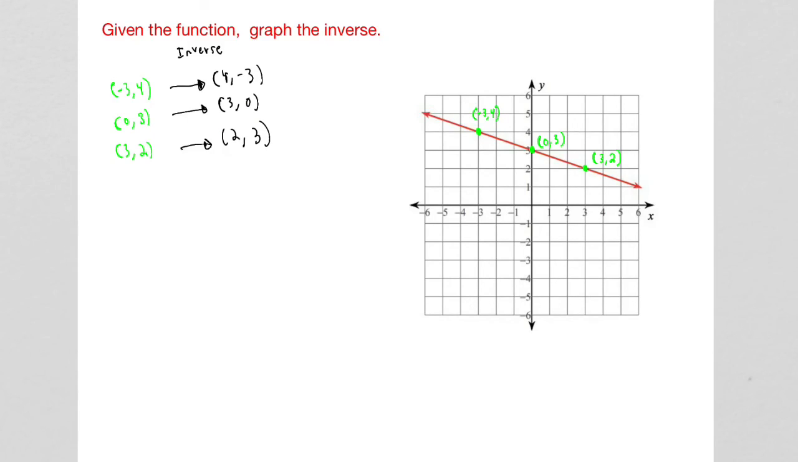I'm going to go ahead and graph these ones now, beginning with (4, -3), which lies right here. (3, 0) is right there, and (2, 3) will be right up here. Finally, we can create the line connecting these 3 points, and we have the sketch of the inverse.